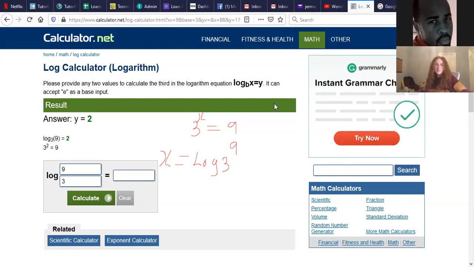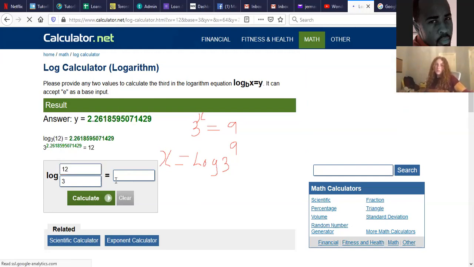It's the same principle with the last problem we had, right? We worked it out and we got, what did we get again? So just take that 9 out and put it in the 12. So it was base 3? Yeah. So log base 3 to the 12 is 2.266 and so on.